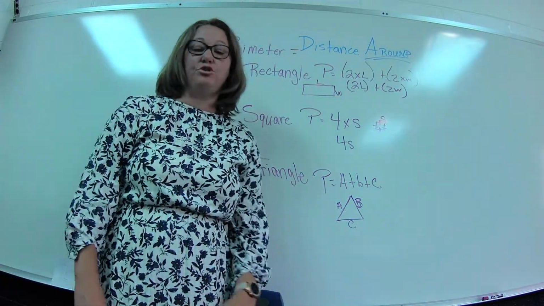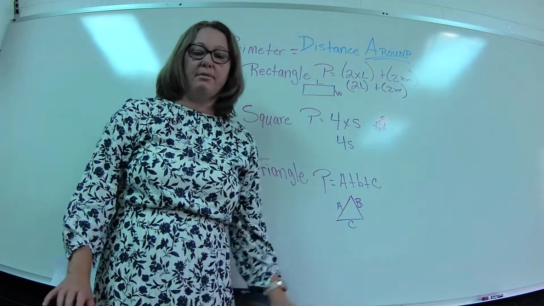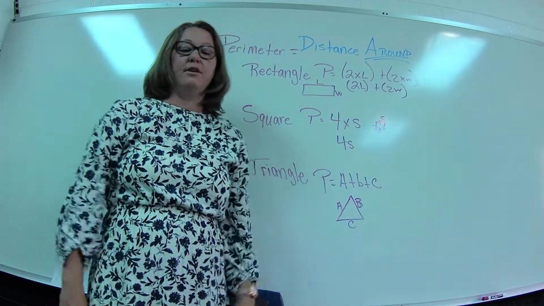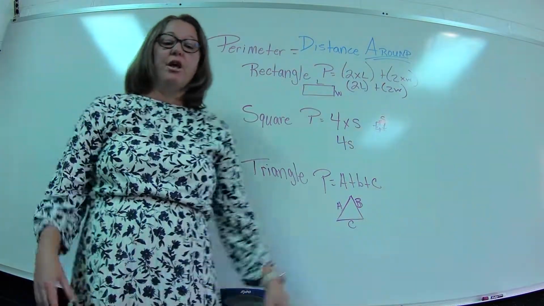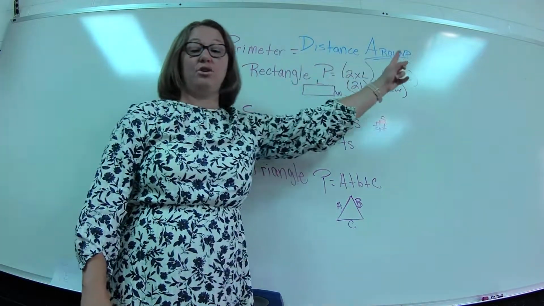Okay, today we're going to do perimeter. Remember, at the end of the last video, we talked about a little bit of perimeter. It gave you the formulas for the rectangle, square, and triangle. But again, let's go over what perimeter is. Perimeter is the distance around.